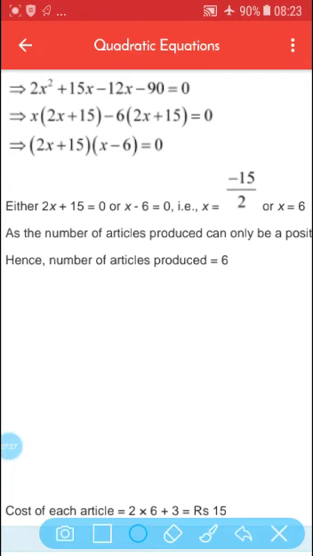Is that okay? So this much for this class, and in the next class we will learn how to find the solution of a quadratic equation by completing the square method. Hope you will solve all the questions again by yourself.